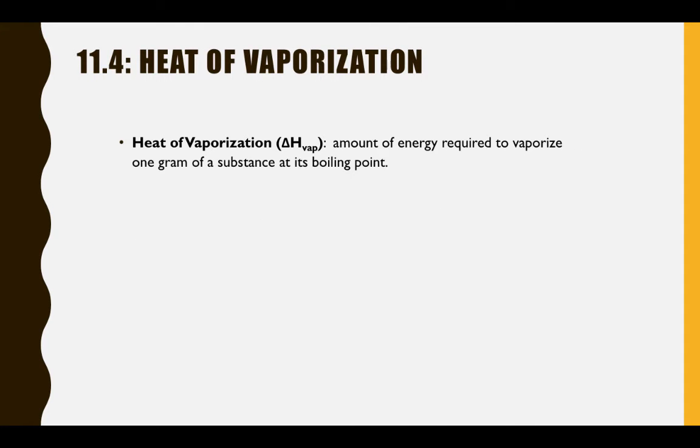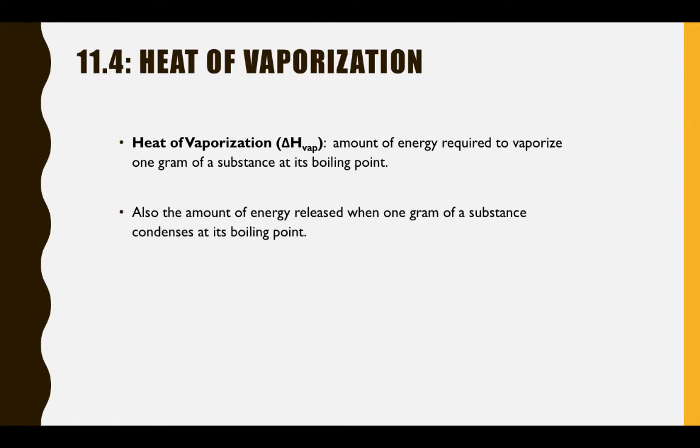Heat of vaporization, on the other hand, is the amount of energy required to vaporize 1 gram of a substance at its boiling point. It's also the amount of energy released when 1 gram of a substance condenses at its boiling point. The value here for water is 2,260 joules per gram. Note that the heat of vaporization is much larger than the heat of fusion. It takes a lot more energy to separate the particles of a liquid into a gas than it does to separate the particles of a solid into a liquid.